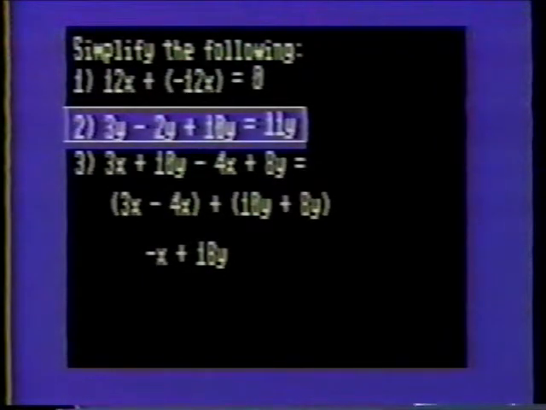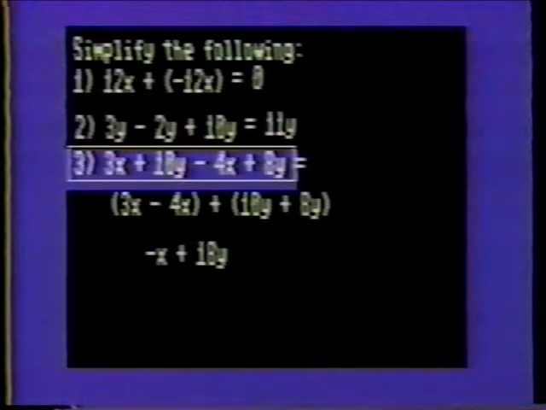3y minus 2y plus 10y. Since this problem contains only like variables, you can ignore the literal coefficient and act as if you are adding three numbers. 3 plus negative 2 is 1. 1 plus 10 is 11. Reinsert the y and you have 11y.